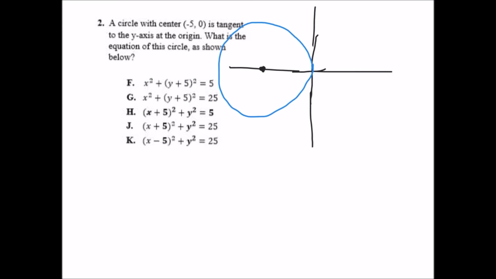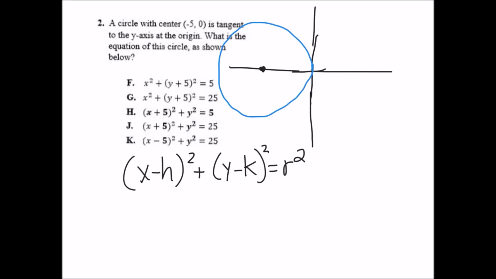Question 2 says a circle with center -5, 0 is tangent to the x-axis at the origin. What's the equation of the circle as shown below? In your mind, you can sort of visualize the circle like that, and you just need to remember the equation of a circle, which is x minus h squared plus y minus k squared equals the radius squared.